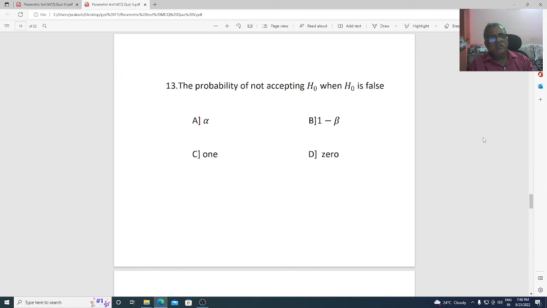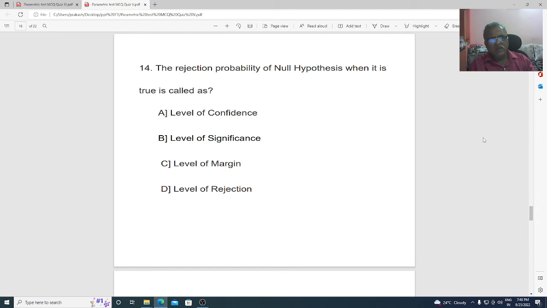Question number 13. The probability of not accepting H0 when H0 is false. Option A, alpha. Option B, 1 minus beta. Option C, 1. Option D, 0. The correct option is B, 1 minus beta. Question number 14. The rejection probability of null hypothesis when it is true is called option A, level of confidence, option B, level of significance, option C, level of margin, option D, level of rejection. The correct option is level of significance.